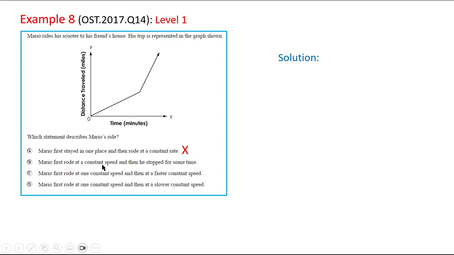Mario first rode at a constant speed, okay, constant speed, and then he stopped for some time. Did he stop? He did not stop. At this point here, he started speeding up. Mario first rode at one constant speed and then at a faster constant speed. That is true. Like this, and then went faster. Let's look at the last option here. Mario first rode at one constant speed and then at a slower constant speed. That's not the case, okay? So this will be your answer, and we got it taken care of here.